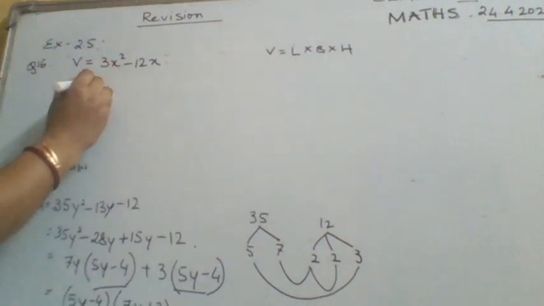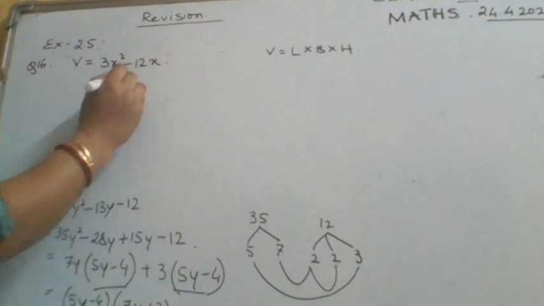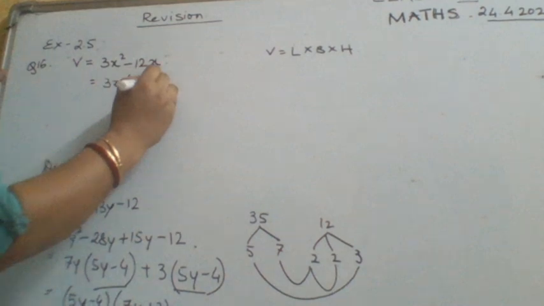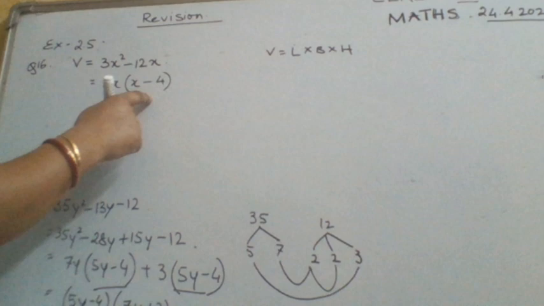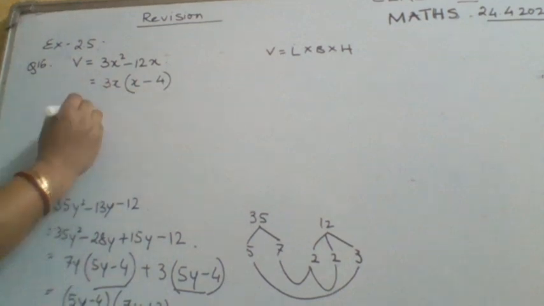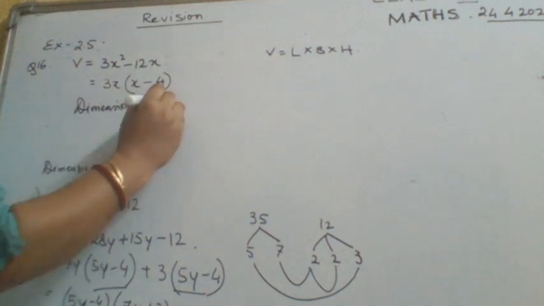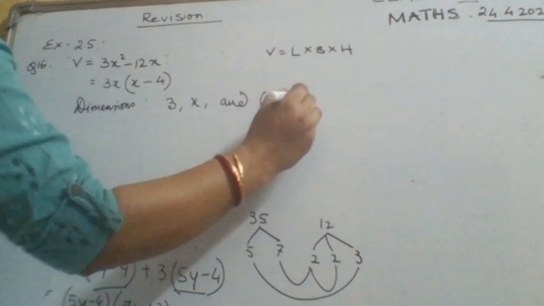So again this is a question of factorization. What can be taken common from these two terms? We take 3x common. So this is x minus 4. This is a linear one, we cannot factorize it further. So what are the factors? What are the dimensions? The possible dimensions are 3, x and x minus 4. Okay.